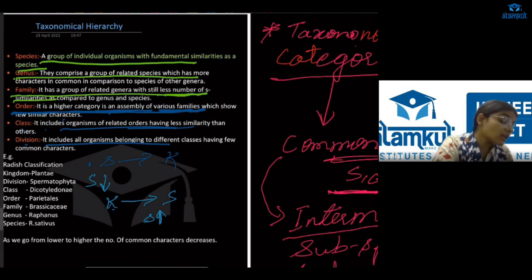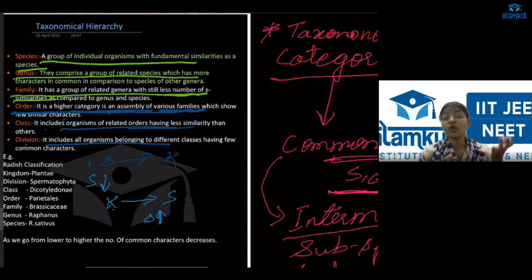Now genus, they comprise a group of related species which has more characteristics in common in comparison to species. मतलब कि whatever the common characteristics a species is having, means two or more species like sapiens and Leo, they will come under a common category at some point because they both belong to kingdom Animalia. So whatever the common species will be there, they will come under the category of genus.